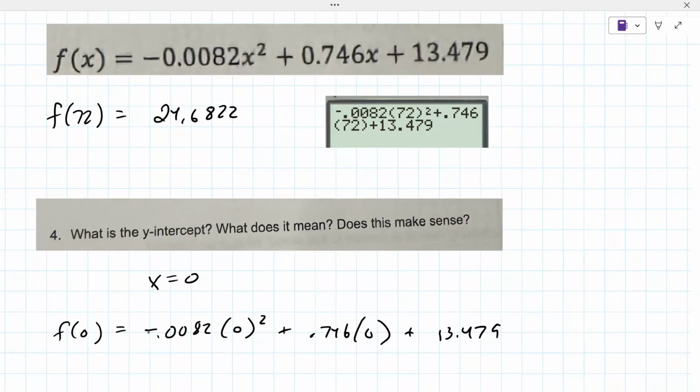Oh, what the hell? Oh, I accidentally deleted the plus. Wow, calculator's stupid. It only does what you tell it to do. So it only does what you input. It doesn't know that you meant to do something else. Yeah. Okay, well it's 13.479. Okay. Now we could, do you want us to answer the what does it mean and does this make sense?